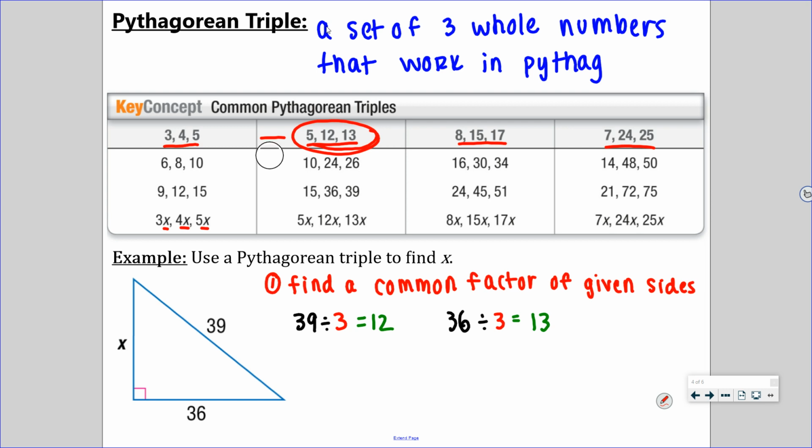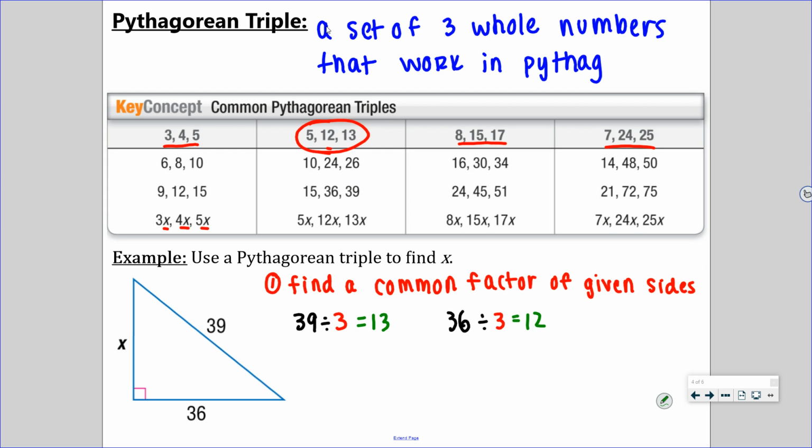Yes, question? You got your answers. Oh, thank you. 13 and 12. Good catch, Ben. Thank you. Okay, 39. That's my hypotenuse one. Phew. So I thought you were going to say, like, it's right there.